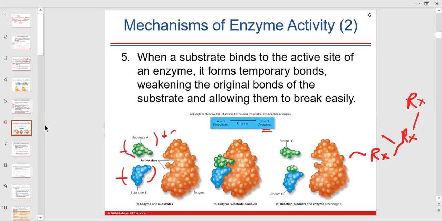Rx is not for prescription, it's for reaction. I use that for reaction sometimes.